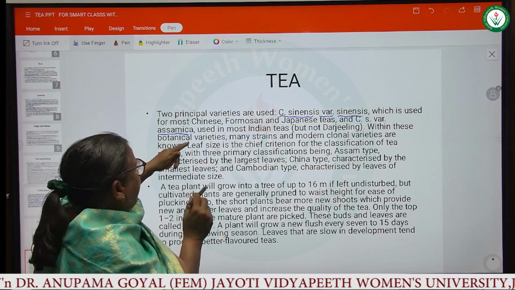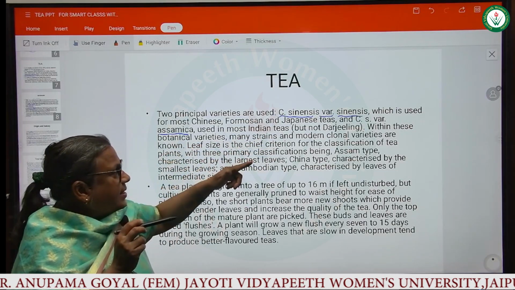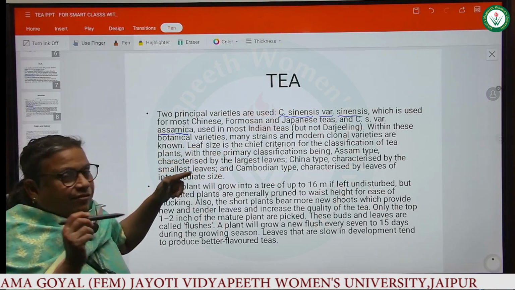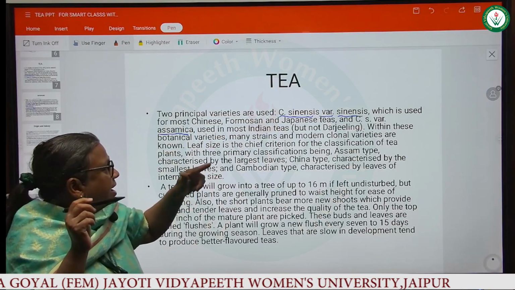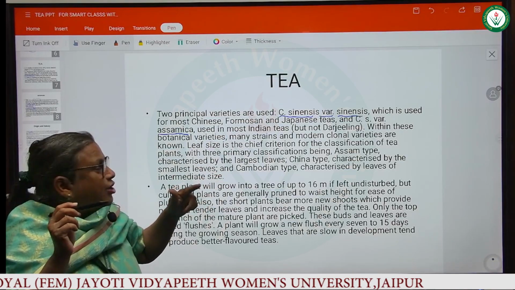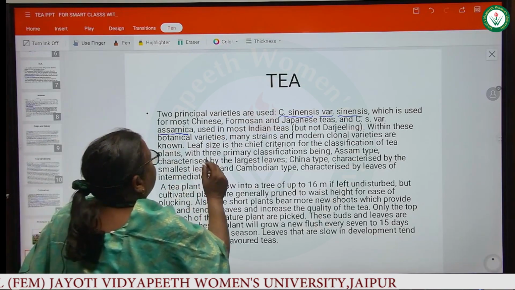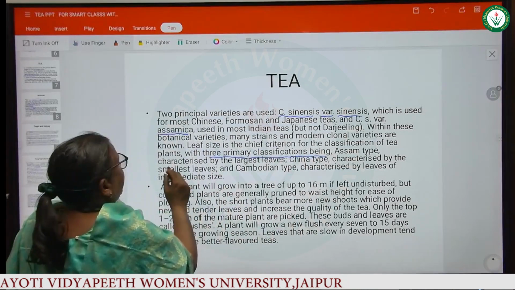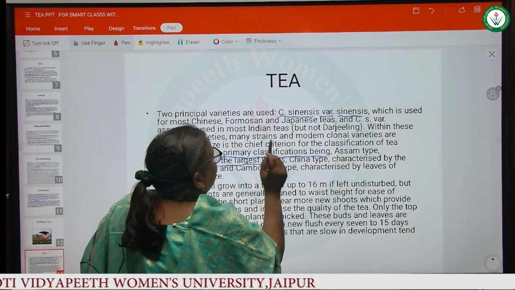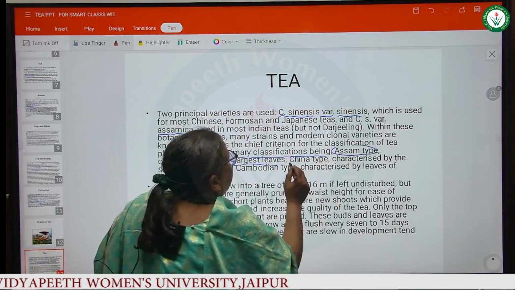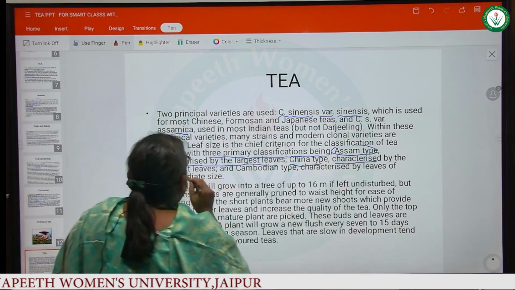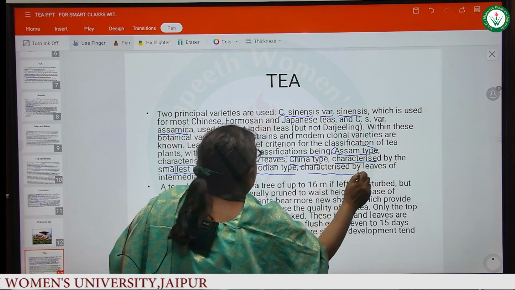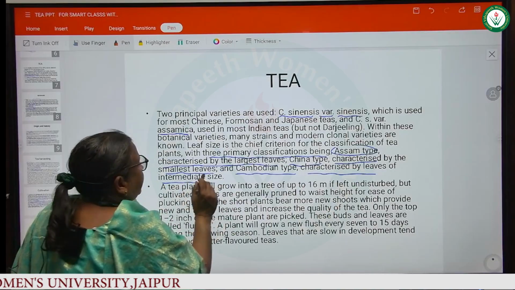Within these botanical varieties, many strains and modern clonal varieties are known. Leaf size is the chief criterion for the classification of tea plants, with 3 primary classifications being Assam type characterized by the largest leaves, China type characterized by the smallest leaves, and Cambodian type characterized by leaves of intermediate size.